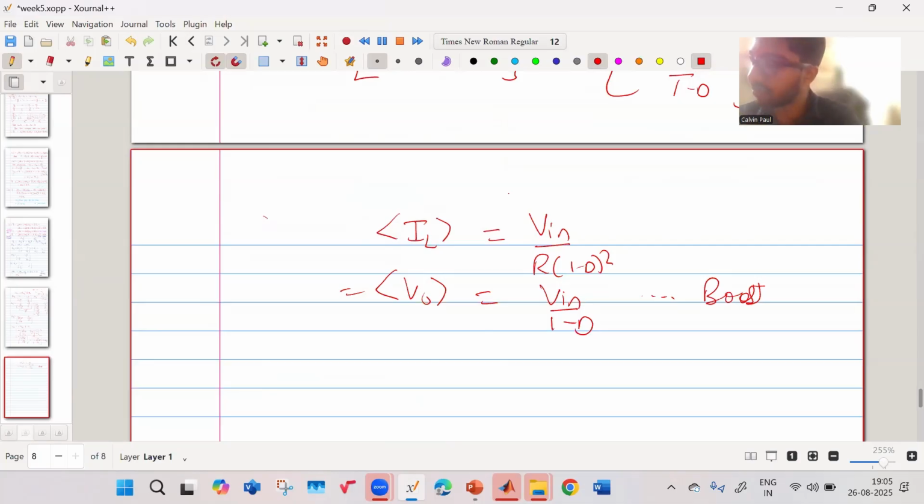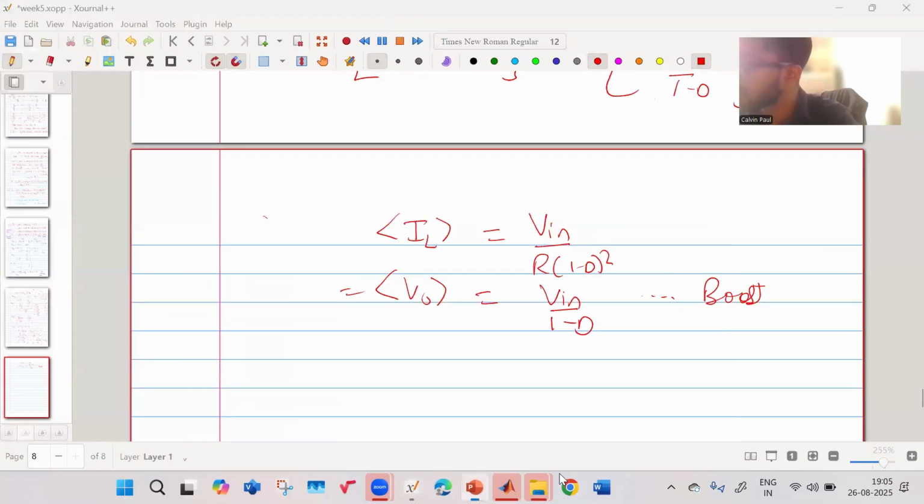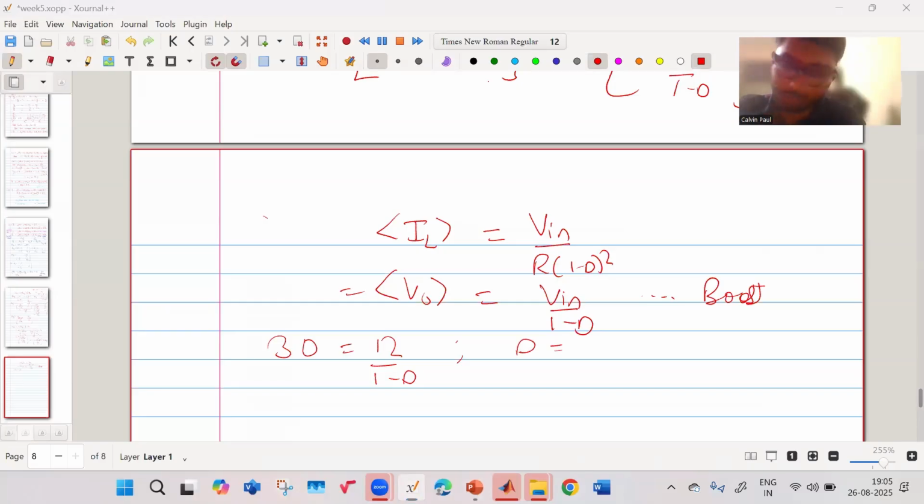Okay. So in the question, what is our input? Vin is 12 volt. V output is 30 volt. So V output is 30, Vin is 12. What will be your D? Let me know what is D. 0.6. Your D is equal to 0.6.